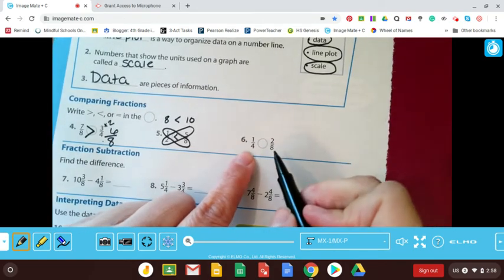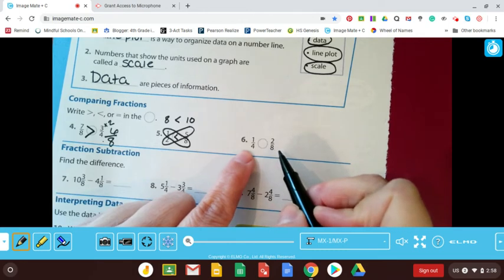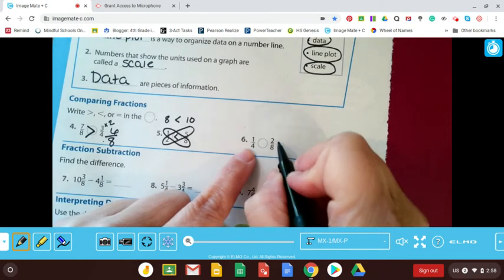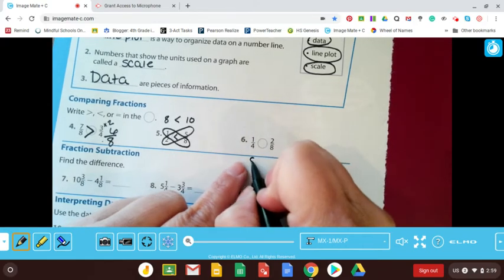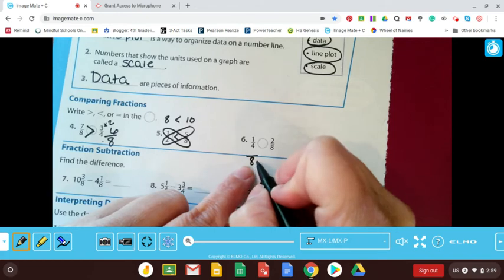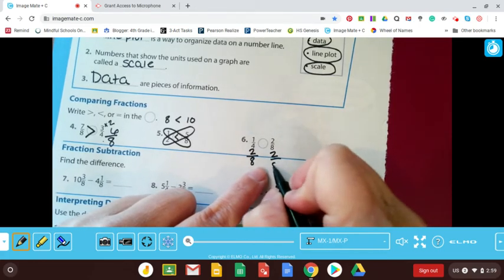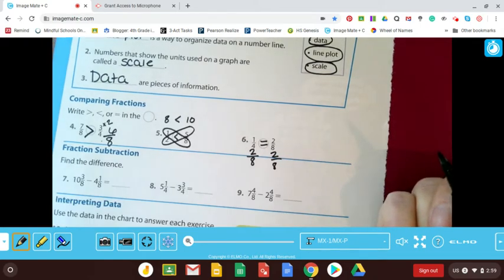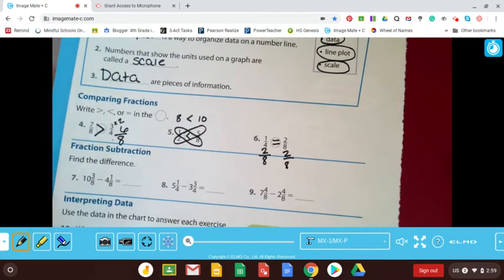And let's do this one over here. So we have 1/4 or 2/8. Well, maybe I can get a common denominator here. Let's see. Let's do 8, I guess. So 4 goes into 8 2 times. 2 times 1 is 2. Oh, look at that. 2/8 is actually equal to 2/8. Therefore, 1/4 is equal to 2/8. This is bringing back some memories for you guys in our fraction unit.